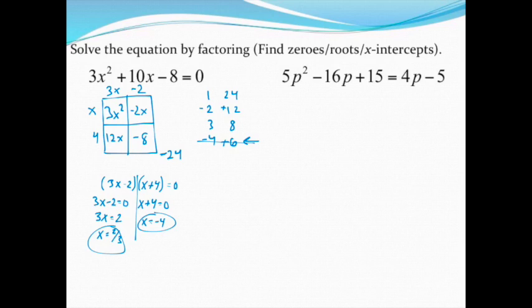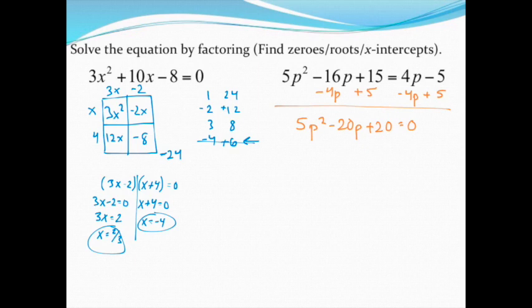I need this to be equal to 0, so if you're not equal to 0, don't even bother factoring it until you're equal to 0. So to start, I'll subtract 4p and add 5. I want to get everything moved to one side. So I'll subtract 4p there, add 5 right there. I've got 5p squared minus 20p, and then plus 20 equals 0.